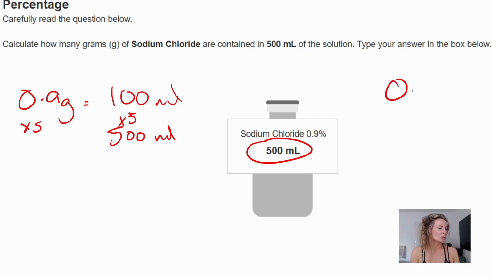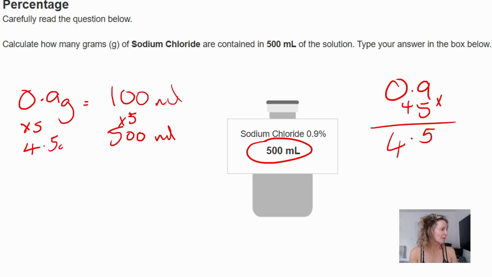So 0.9 times by 5. 5 times 9 is 45. 5 down, 4 up, replicate the decimal point. 5 times nothing is nothing. Add the 4 is going to give us 4.5. So 4.5 grams equals 500 ml.